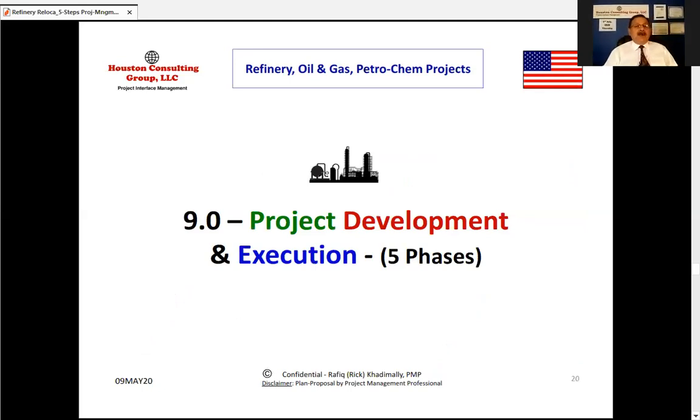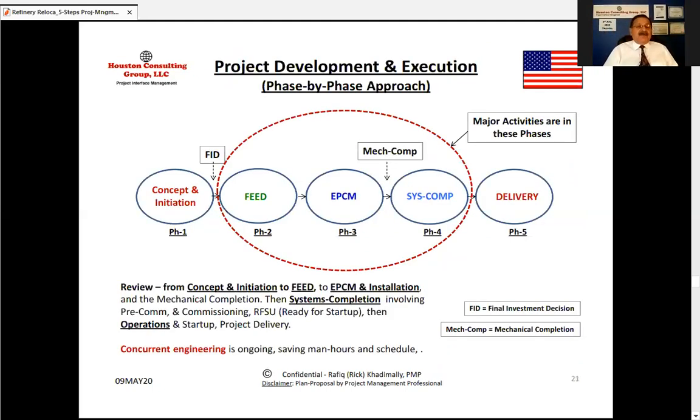Now I am talking about project development and execution: 5 phases. Okay. The first phase is basically in this diagram, on the left-hand side, concept and initiation. After that, we have FID, which is final investment decision. Then we have FEED, which stands for front-end engineering, which is phase 2. Then we have EPCM, engineering, procurement, construction, installation management, which is phase 3.